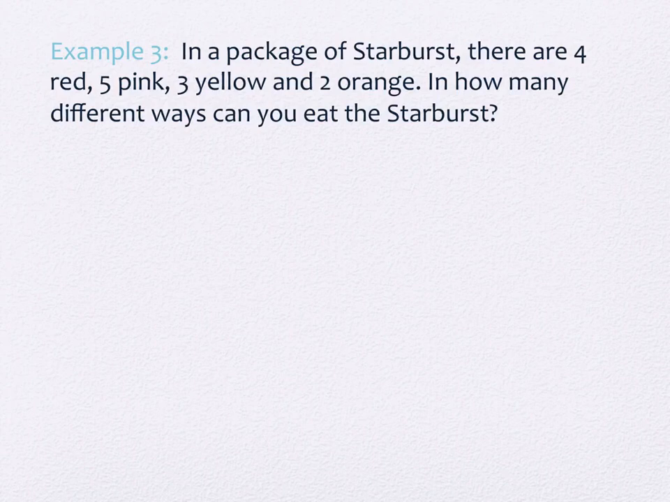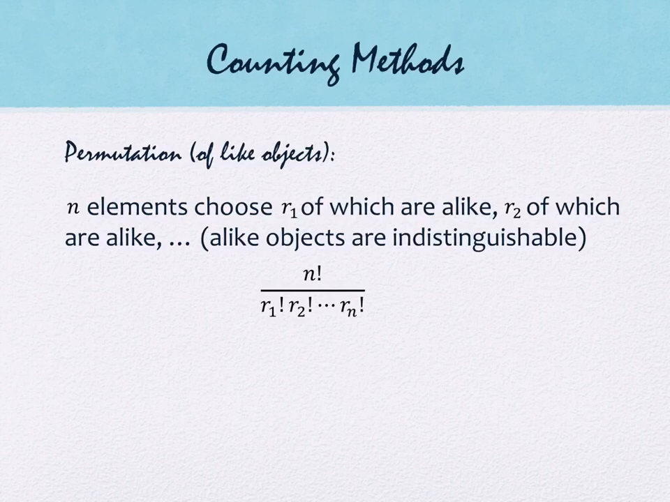Everybody with me so far? So then it talks about things being indistinguishable. That's what it's talking about. If I'm doing Starburst, one pink Starburst is completely indistinguishable from another pink Starburst. Make sense? Okay. So if you're trying to figure out how many different ways you could eat the package of Starburst, if you eat pink flavor number 1 or pink flavor number 2, it doesn't give you anything distinguishably different. Are you with me? So that's why you end up dividing by these factorials that identify how many of the repeated flavor options you have.